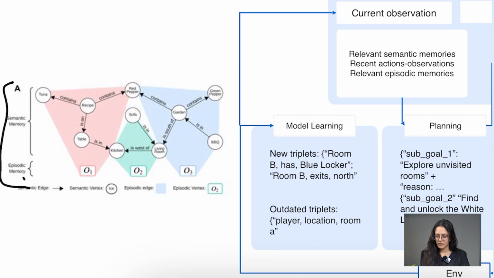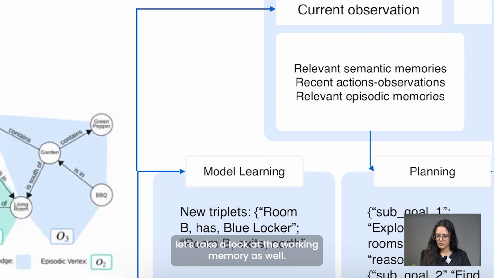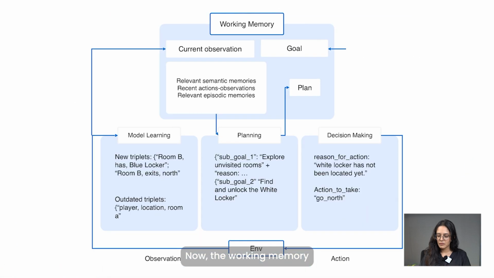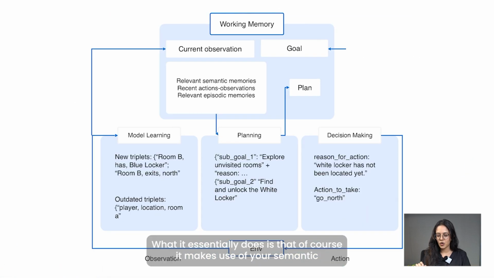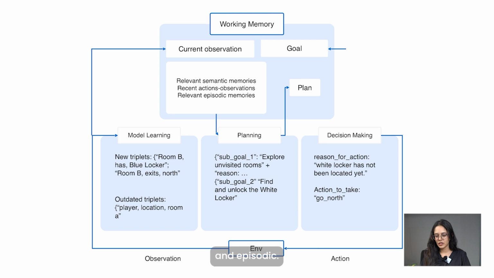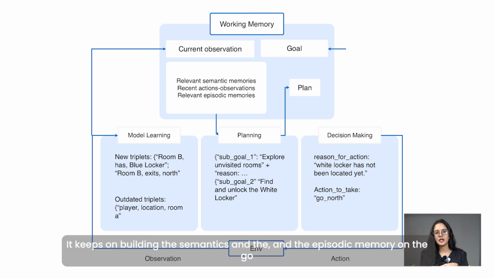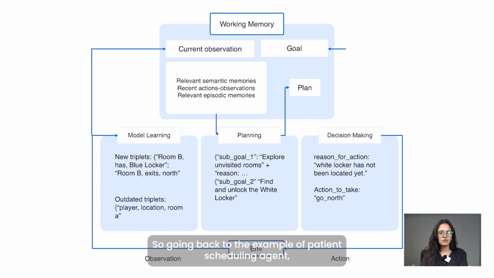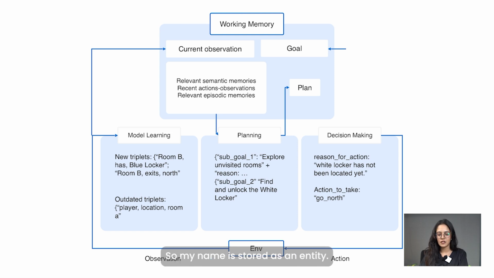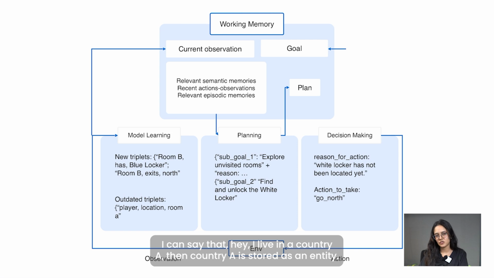So let's take a look at the working memory as well. Now, what the working memory essentially does is, of course, make use of your semantic and episodic memory. It's very important for working memory to make sure that in every conversation that's happening, it keeps on building the semantic and episodic memory on the go, right? So going back to the example of the patient scheduling agent, I may say, hey, this is my name, so my name is stored as an entity. I can say that I live in country A, then country A is stored as an entity.